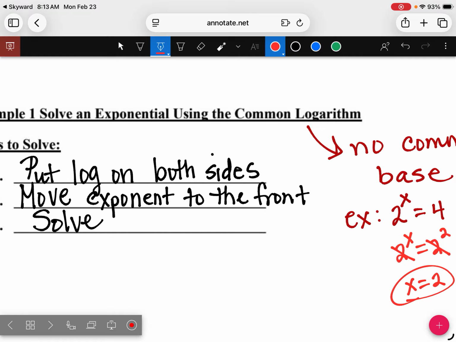So on your calculator, everybody look at your yellow calculator. I want you to find the green key. And right under that key is a button that says LOG. Does everybody see that key? That's the button that we're going to use today. It's called a common log. It's our common log key. And we're using that to solve equations that don't have a common base.